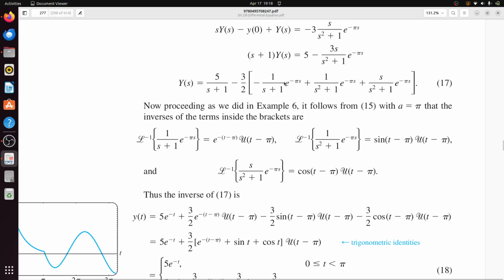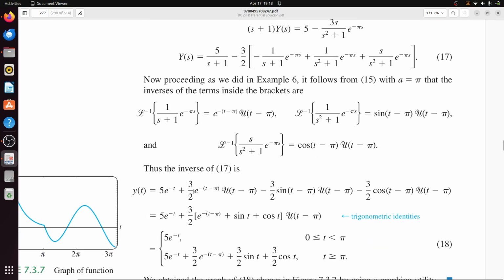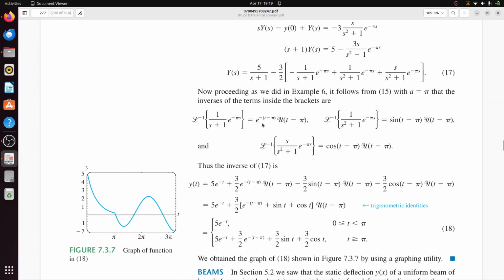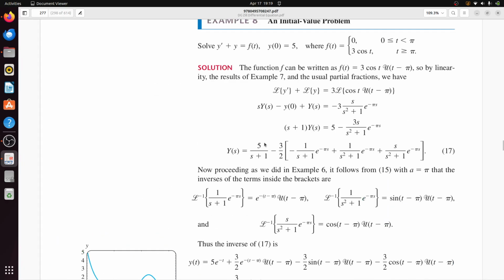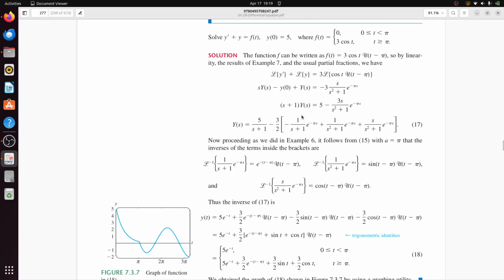Thus the inverse of 17 will be written as 5 e to the power minus t plus 3 by 2 e to the power minus (t minus pi) u(t minus pi) minus 3 by 2 sin (t minus pi) u(t minus pi) minus 3 by 2 cos (t minus pi) u(t minus pi). And then you just put it in terms of all the results. I am just giving you 1 to 2 minutes to summarize this result.